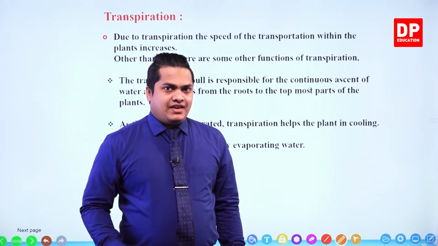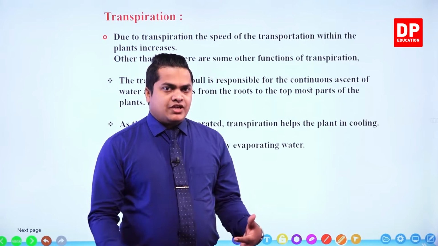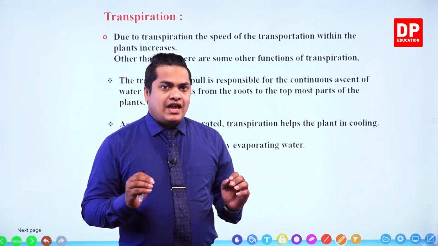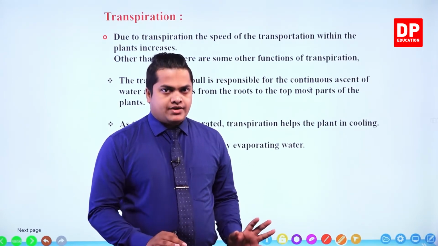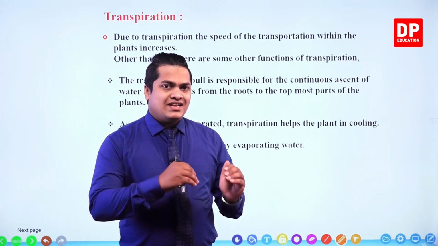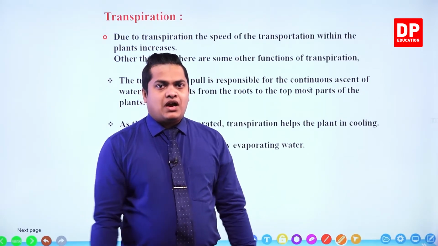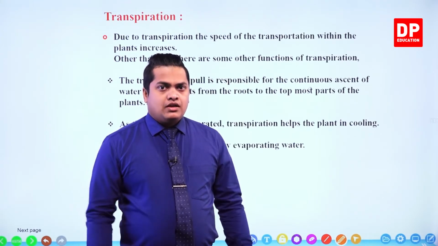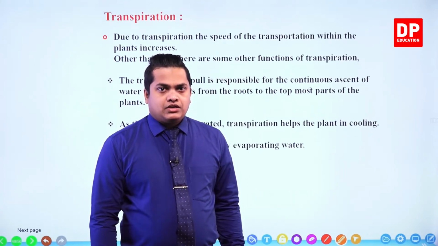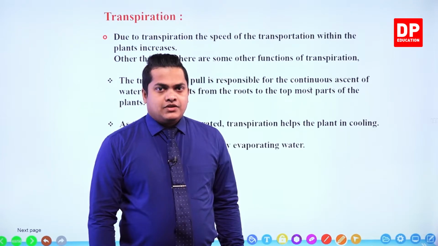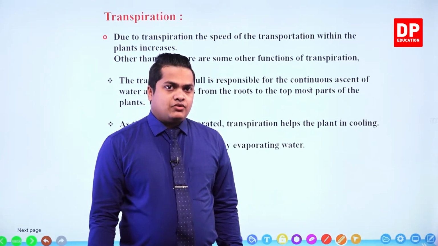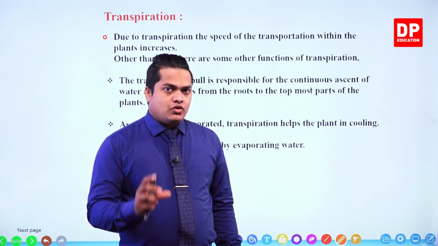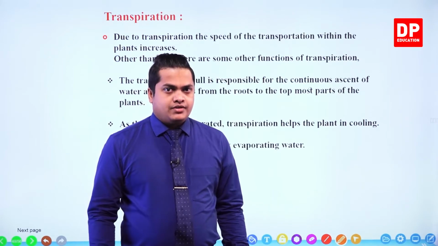In the same way, during the transpiration process, water vapor comes out. So it helps to cool the plant and maintain an optimum temperature within the plant body. It's identical to the production of sweat. Upon releasing water vapor to the atmosphere, it helps to cool down the plant.